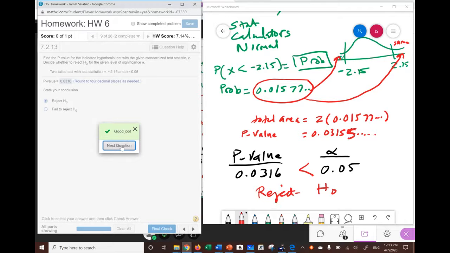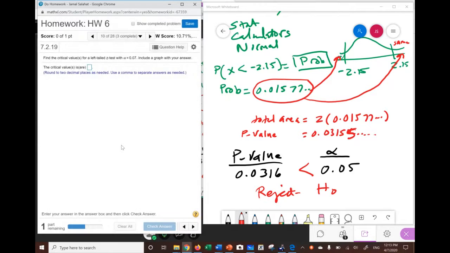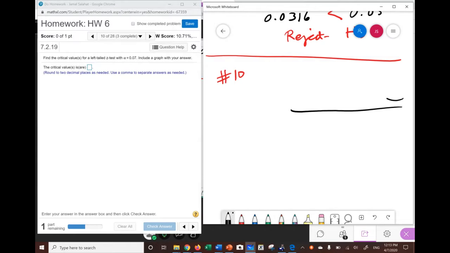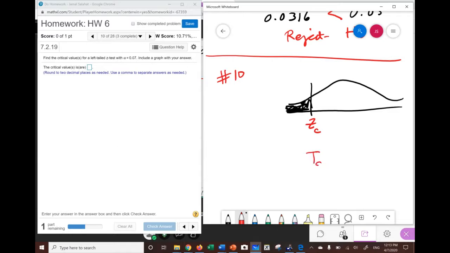Okay, so let's go to the next question in here. And the next question is number 10. Number 10 says, find the critical values for the left tail test. So this is a left tail test. If it's a left tail, this here is called the Z critical. So find the critical value for the left tail Z test. So we need to remember it said Z test because later on we're going to talk about T test. So the T test is different than a Z test.